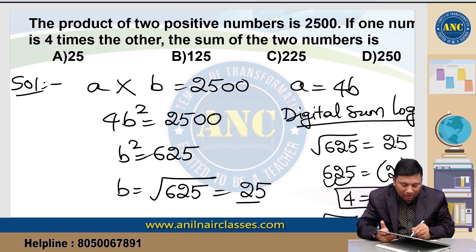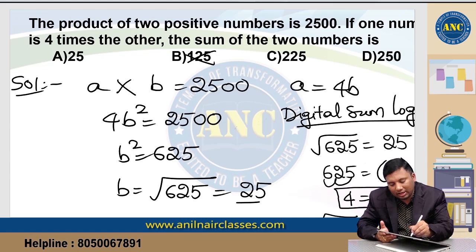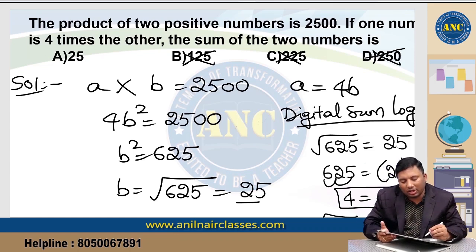Square root of 625 equivalent to 125? 625 equivalent to 125 whole square. 6 plus 2, 8, 8 plus 5, 13, which is 4. 1 plus 2 plus 5, 8, 8 square is 64, 6 plus 4, 10, 1. 4 is not equivalent to 1. Similarly, you can use answer options also. Square root of 625 cannot be 125.